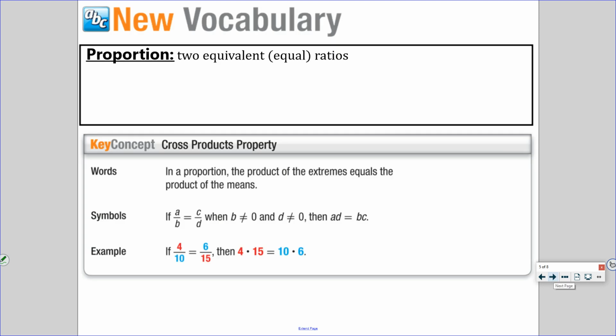Okay, so let's segue now into proportions. So a proportion is just when you have 2 ratios that are the same, equal to each other, 2 equivalent ratios. So let's say I have a ratio of A to B, and it's the same as the ratio of C to D. There, now you have a proportion. So proportions are separated by equal signs. Just when you have a ratio, equal ratio.